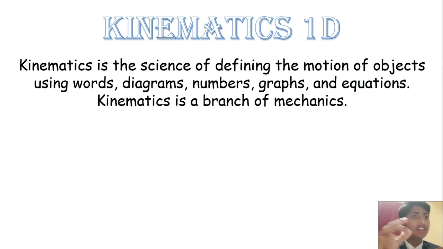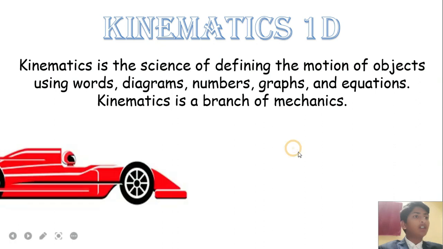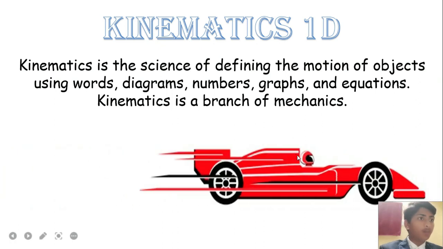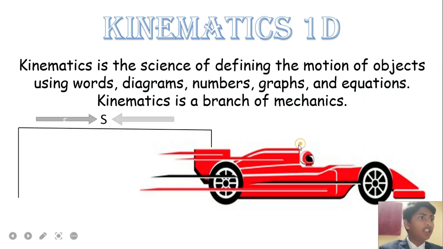Now, kinematics is a branch of mechanics. Here, a car came and stopped. This was its initial point and this was its final point. The distance between these two was this line, and this line can be called s. That's distance, variable s. Calculating the distance, the motion of the object, and the speed of this car will be done with kinematics using different graphs and equations. Now let's learn one by one.